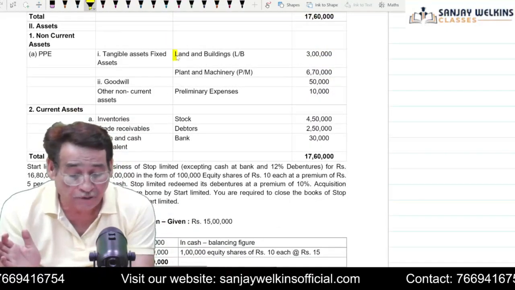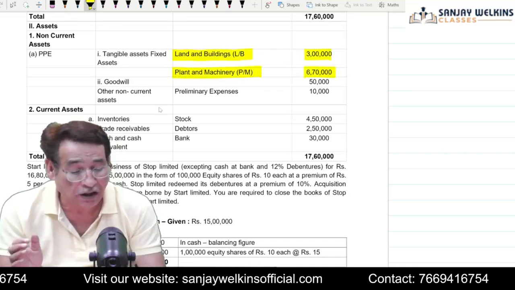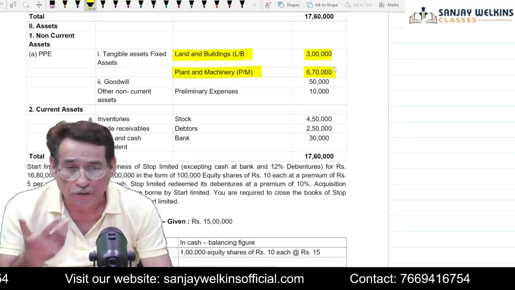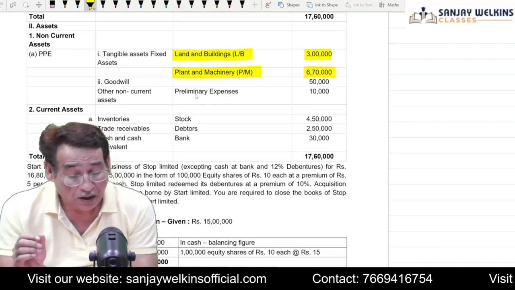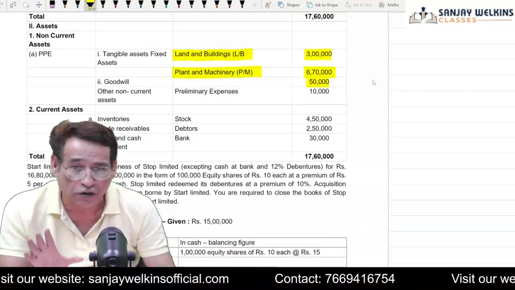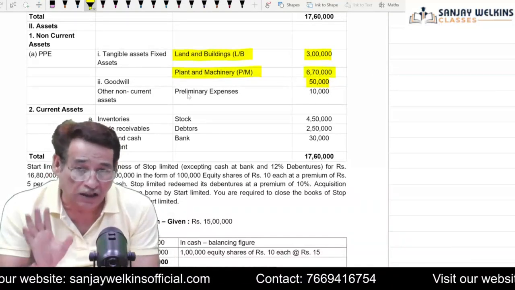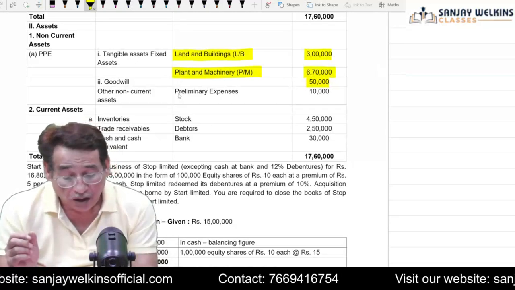On the asset side, we have land and building, 3 lakh. We have plant and machinery, 6 lakh 70. Both these items will be taken to the debit side of the realization account. Correct? Besides that, we have goodwill. Even goodwill will be posted to the debit side of the realization account. Goodwill is an intangible asset. Intangible assets are considered as assets. Correct?